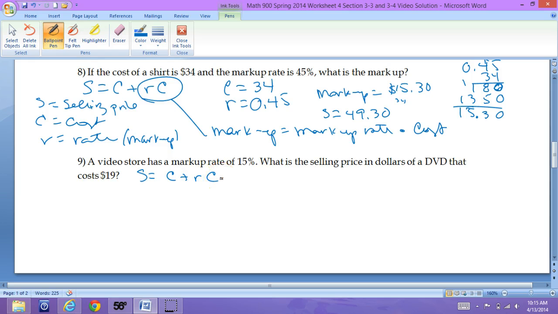So a video store has a markup rate of 15%, which converted means 0.15. What is the selling price? So we're looking for S, which is unknown, so we're going to leave it as S. That costs 19. So now we're just going to plug. It's okay that our formula starts off with all variables because we've been given enough information to use it. So S, which is our unknown, which we're leaving at S, equals our cost plus our rate times our cost again. And remember, this part was the markup, so now we're going to have to figure that out.